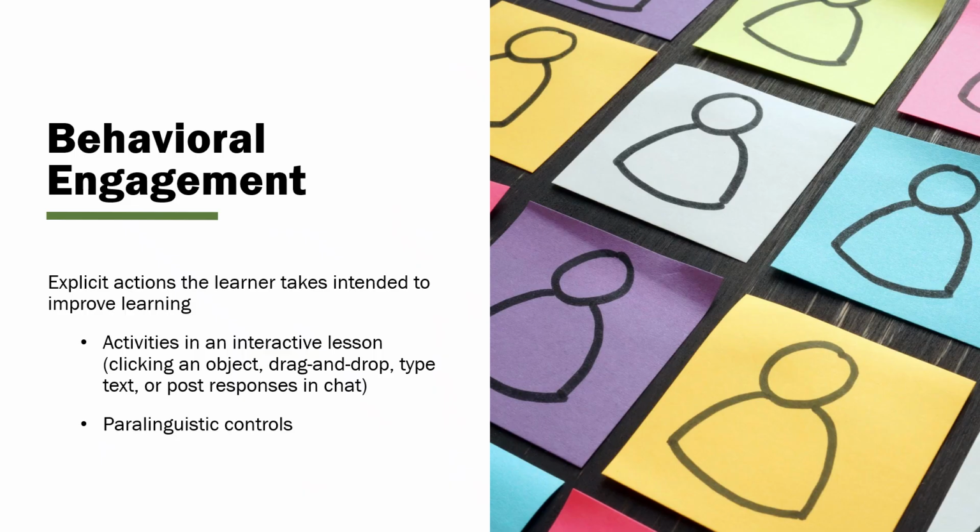Great. Well, effective behavioral engagement often requires instructional support to guide learners' responses. They include overt or direct actions that learners intentionally take to improve learning, including interactive lesson activities such as clicking on objects, that old drag and drop, typing text, and posting responses in the chat box, as well as paralinguistic controls like tone inflection and volume control.